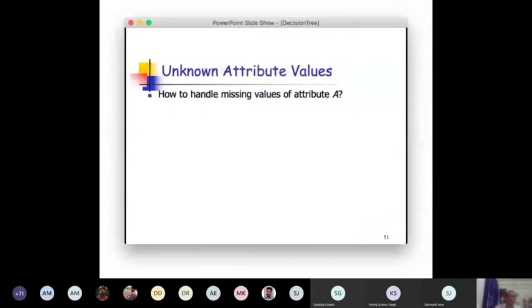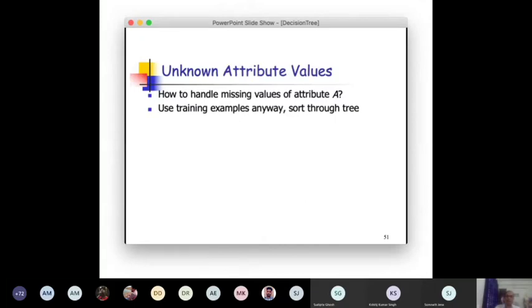Now, there is another kind of problem that may occur in the training examples. Sometimes, some of the attribute values may be missing in the training examples itself. But in your unseen case, unseen observation, you may have those attribute values. You may have instances with those attribute values. So how do you handle that? How do you learn under that scenario? So that is the question here: how to handle missing values of attribute.